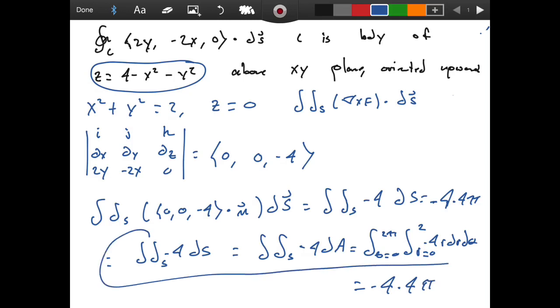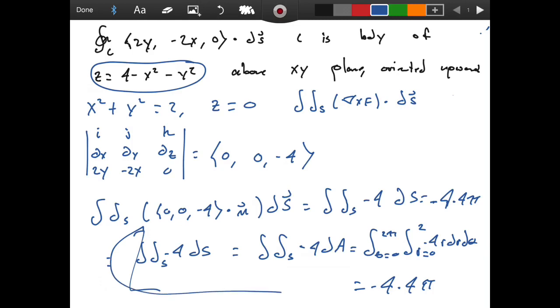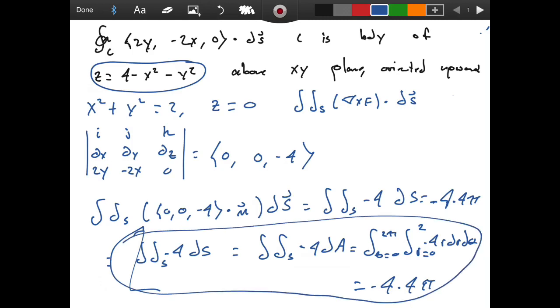This part right here, I just did because I wanted to illustrate that tip on computing surface integrals from one of my previous videos. But really, this is how you should do it here. You're doing the surface integral of minus 4. That's equal to minus 4 times the area of the surface. The surface is a disk of radius 2 centered at the origin, so you get minus 16 pi. Which is what we got in the previous example.